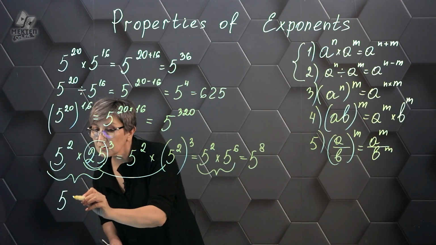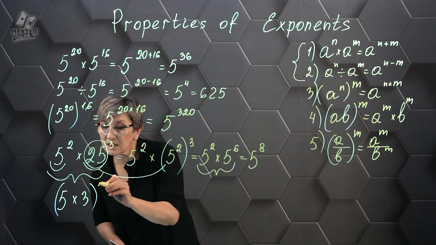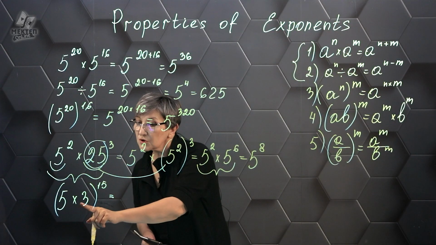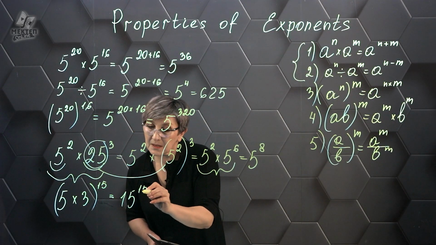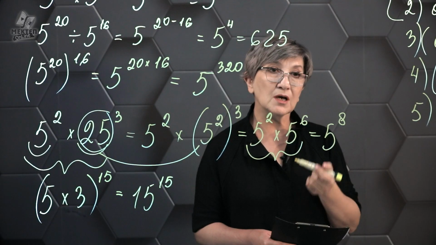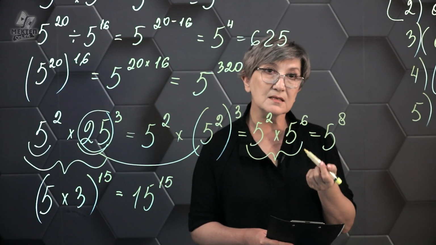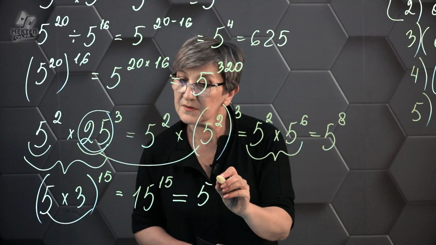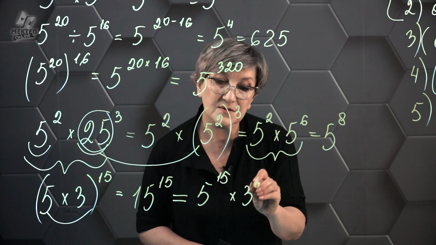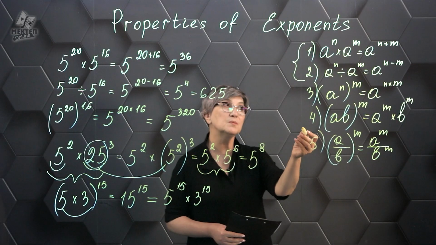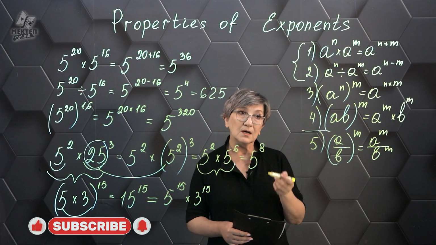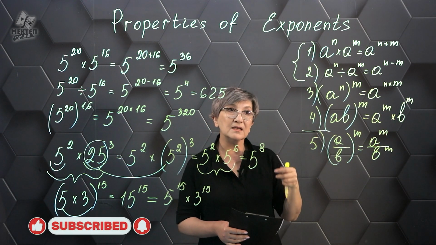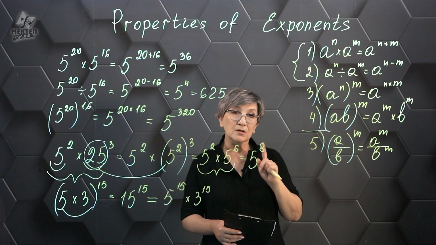And one more example of the properties. Let's write down that we need to multiply 5 by 3 and raise that to the 15th power. Of course, we can write 5 times 3 is 15 to the power of 15. But if we need to simplify an expression or reduce a fraction, in this case I can write that this expression is 5 to the power of 15 times 3 to the power of 15. In this case, we have applied the fourth property. Of course, most often the fourth property is applied in reverse order to write a number, but we'll work with those examples in the next lesson.